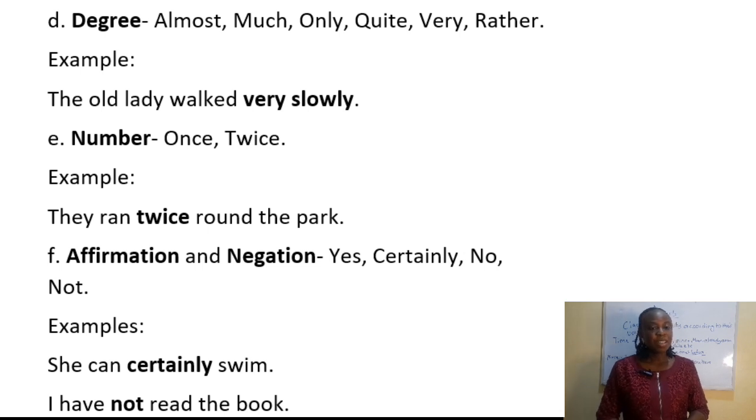The last of the classes of adverb is affirmation and negation. Examples, which are also indicators, are yes, certainly, no, or not. Example: she can certainly swim. This is an affirmation. Let's look at an example of negation: I have not read the book. Not here shows negation and also functions as an adverb.